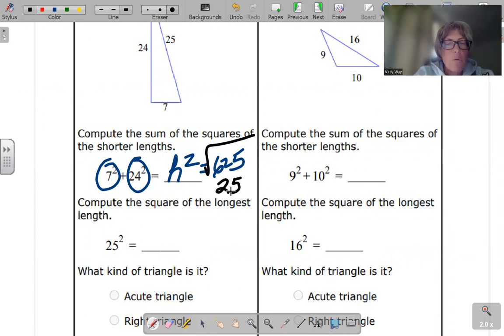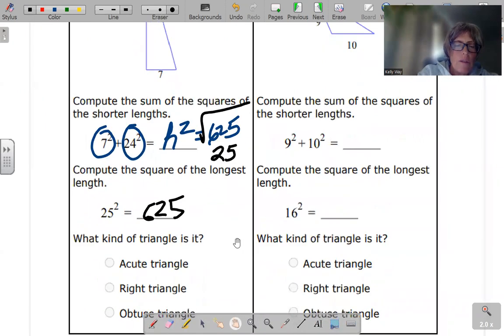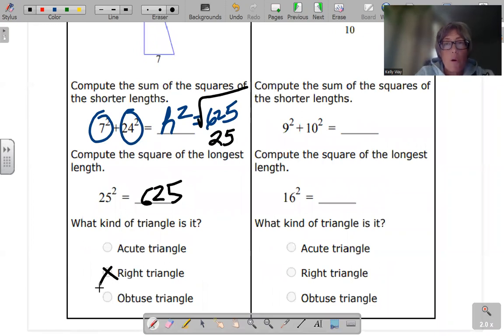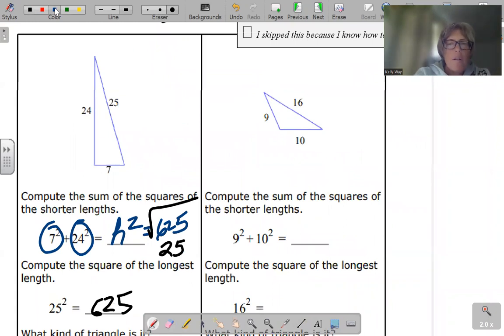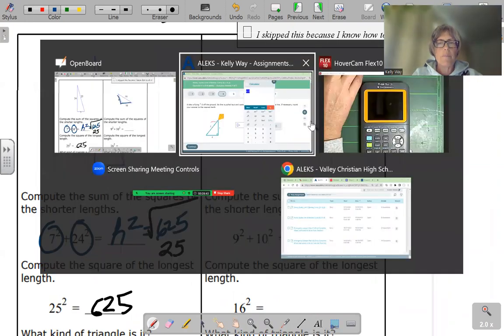Now it says compute the square of the longest length here. And that's 625. Since the longest length does fit the Pythagorean theorem, we would say that this is a right triangle. In other words, if you put the numbers least to greatest into the Pythagorean theorem and it works, behold, you have a right triangle. Take a look here. We're going to take the short side and the medium side and see what that equals. 9 squared plus 10 squared.